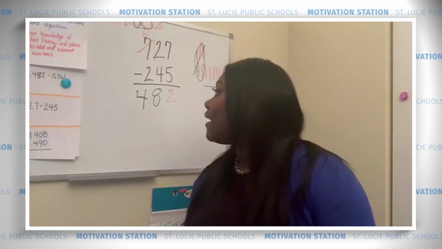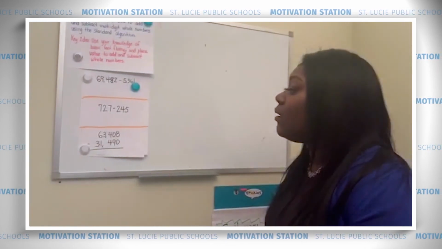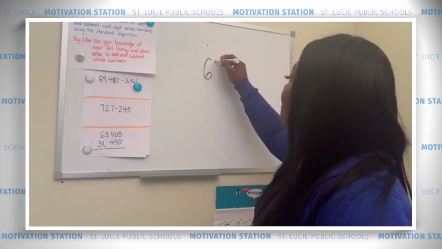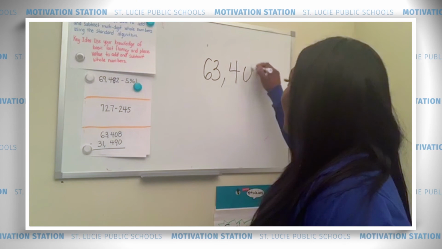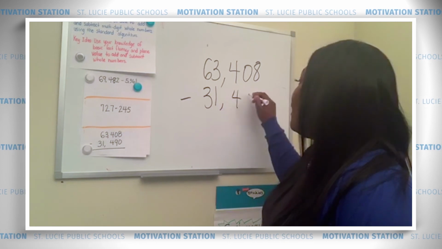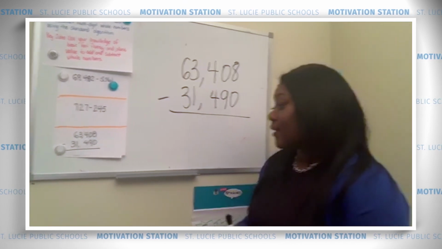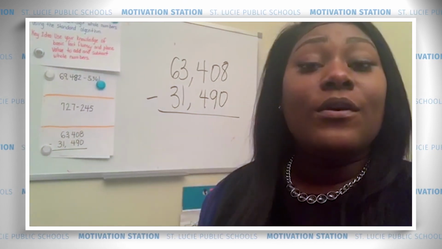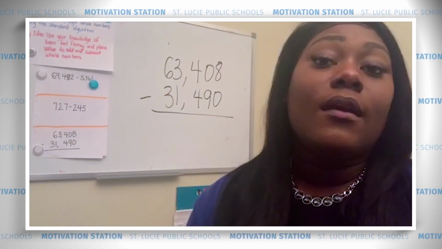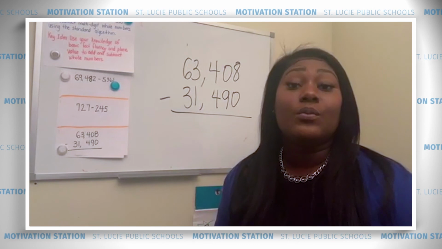Well, we are running out of time once again. I am going to leave you guys with this final problem. Are you ready? Okay. 63,408 minus 31,490. Good luck solving, guys. Next time, I want to know, did you have to regroup? Did you call it borrowing or did you call it regrouping? And I want to hear the math terms. Which place value did you regroup and how did you regroup it?